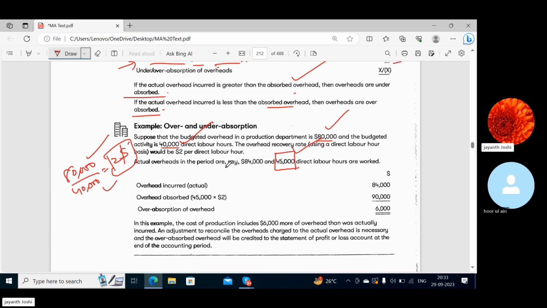So what we incurred is 84,000. That is absolutely understood fact. And the activity we have to look at is how many hours the labor has actually worked, 45,000, and per hour we are paying $2, 90,000. So this is more than this. That means we are showing more, we have charged more to cost of sales, that is over absorption of overhead, right? Just have a look through this, we'll move forward.